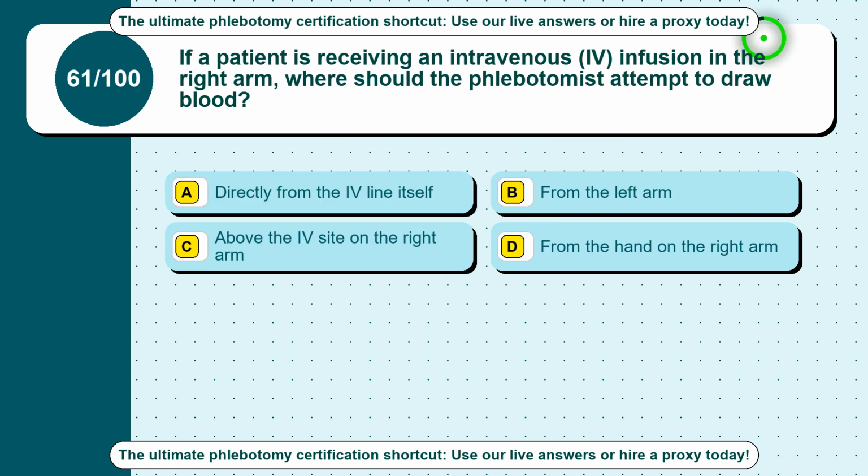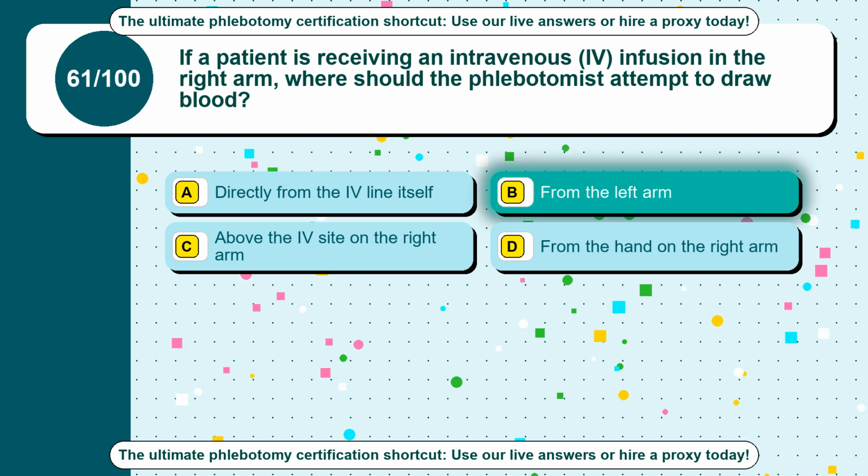Question 61. If a patient is receiving an intravenous infusion in the right arm, where should the phlebotomist attempt to draw blood? Option A, directly from the IV line itself. Option B, from the left arm. Option C, above the IV site on the right arm. Option D, from the hand on the right arm. The correct answer is option B, from the left arm.